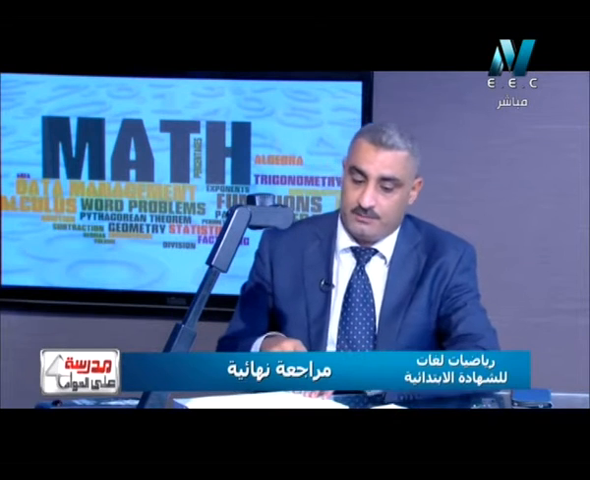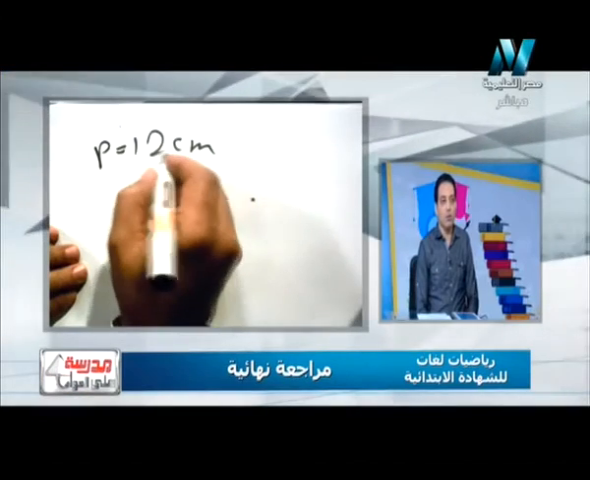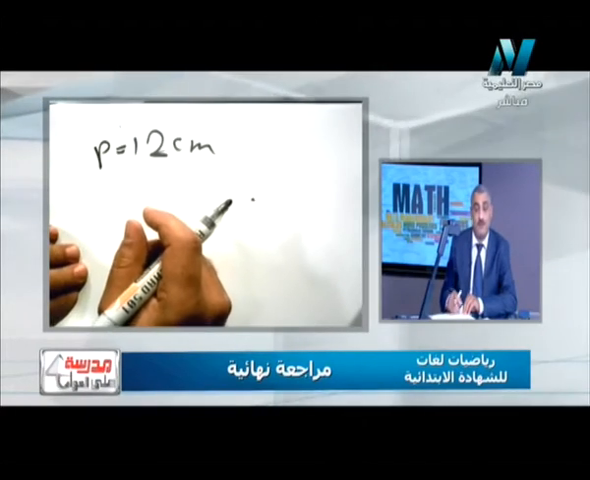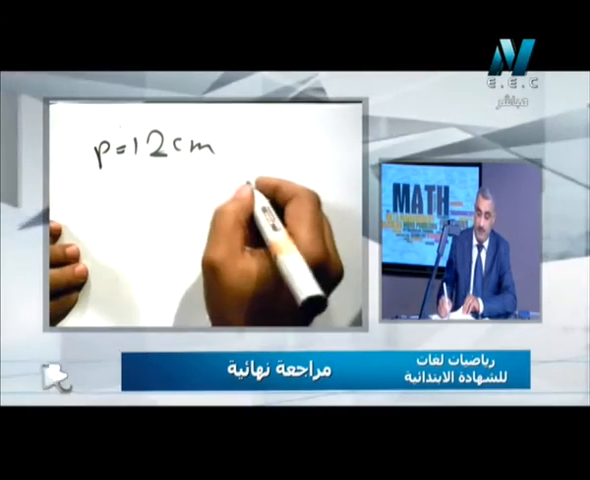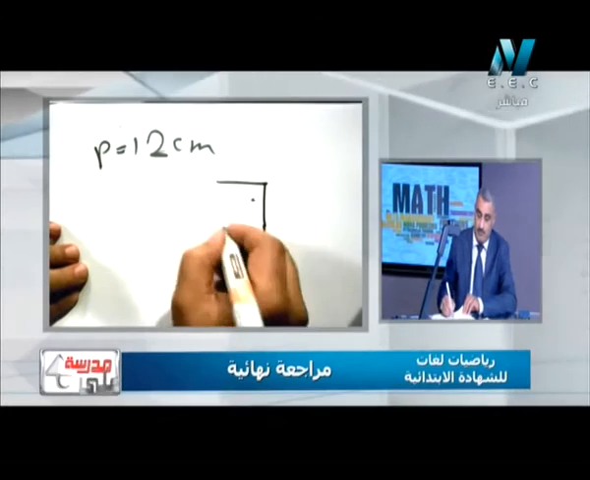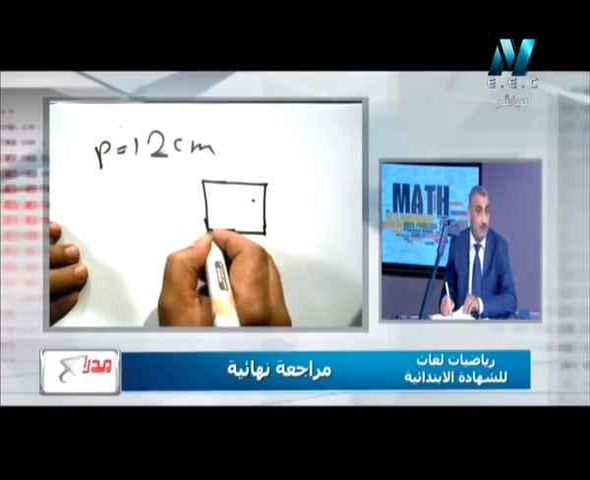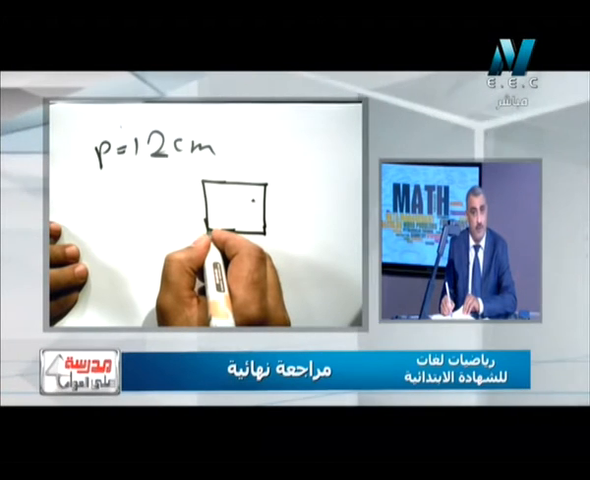Okay. If the perimeter of one face of a cube equals 12 centimeters, then its total area equals what? Excellent, a very good and important idea. He gives me the perimeter of one face of a cube. The face of a cube is what? A square. Don't forget.